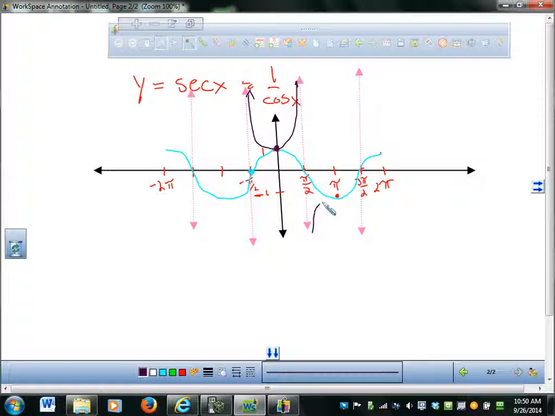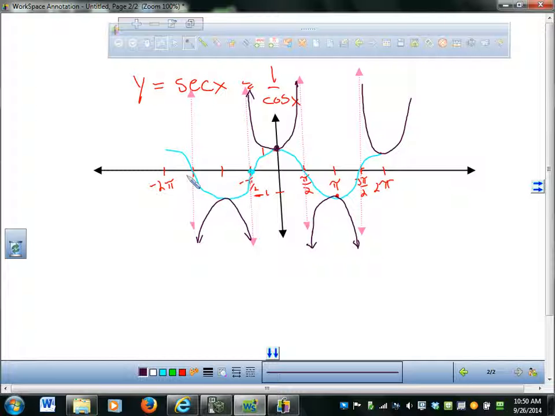Okay. Like that. And then like that. And forever after. Now it's perfectly okay, when you're graphing these, that's the way I do it, if you leave in the cosine function. Maybe you want to make it a dotted line and make the secant function a solid line.